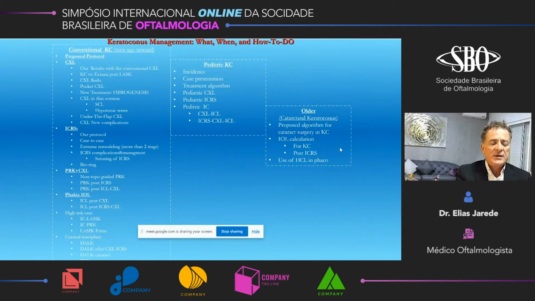For this purpose, we divide keratoconus into three categories according to age. The conventional keratoconus, from puberty up to the age of 35, 40, or sometimes 50. The pediatric, less than 14 years of age. And elderly or older keratoconus, according to the time of cataract procedures.